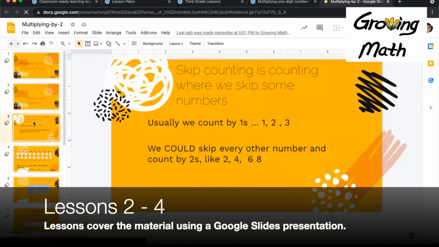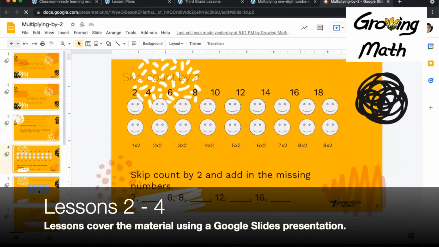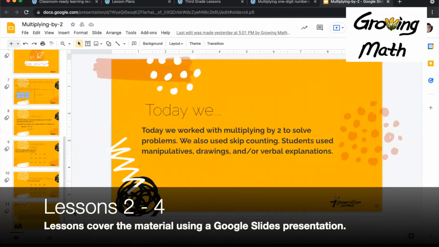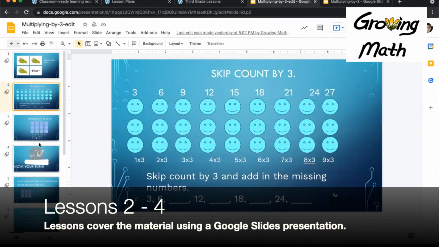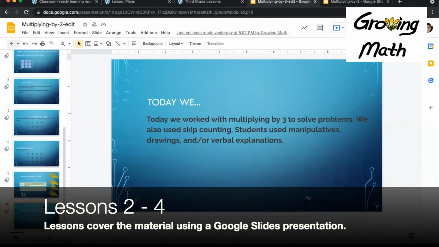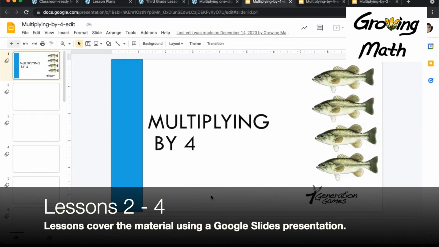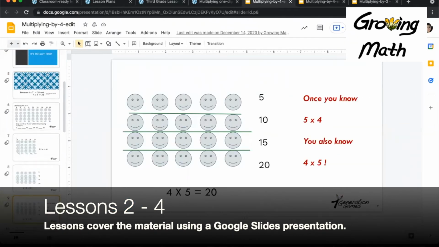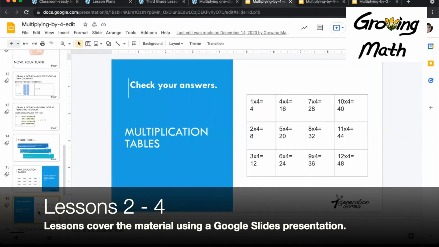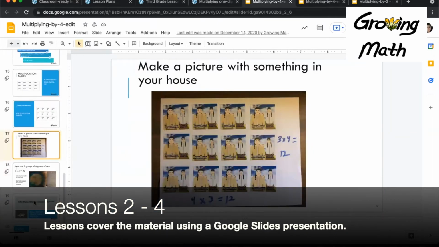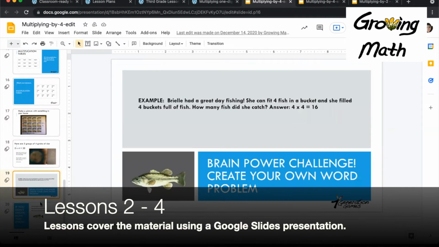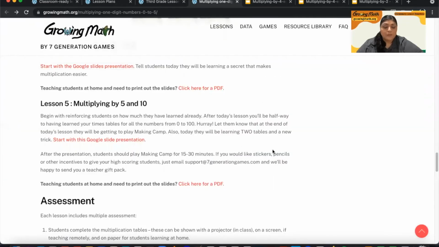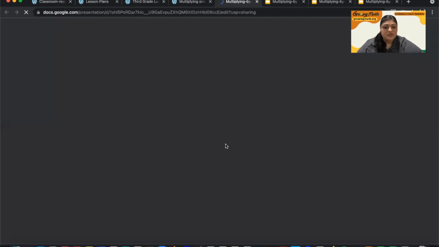Lessons 2 through 4 follow the same format as lesson 1, where the material is covered using a Google Slides presentation. You can find the Google Slides presentations for lessons 2 through 4 on the same page where we went to find lesson 1. Now on to lesson 5. Lesson 5, multiplying by 5 and 10. Again, the same with all the other lessons. You have a Google Slides presentation.